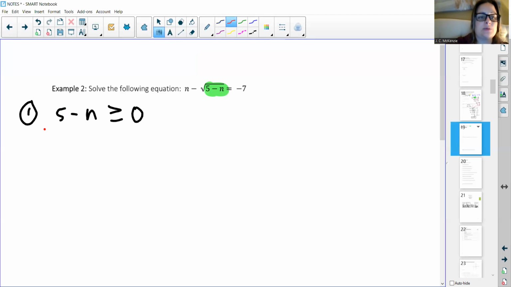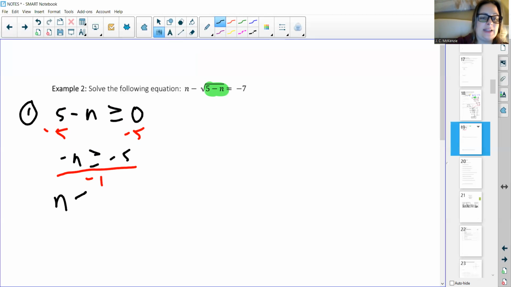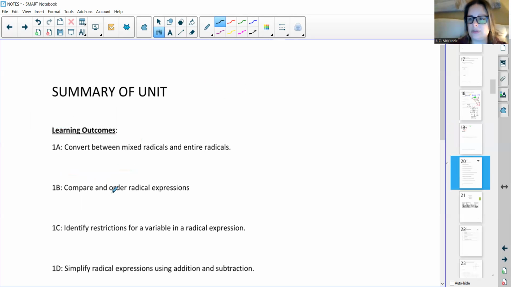So we subtract 5 from both sides, and we get negative n is greater than or equal to negative 5. Then we divide both sides by that negative 1, and we get that positive n has to be less than or equal to positive 5. Remember, when you divide both sides by a negative number, you need to switch the sign.